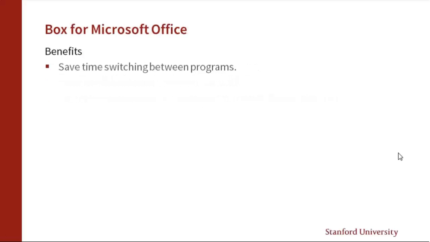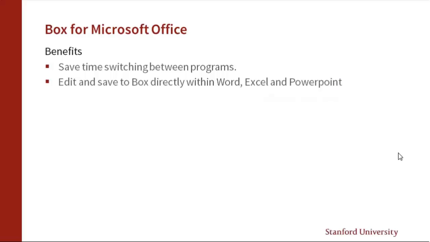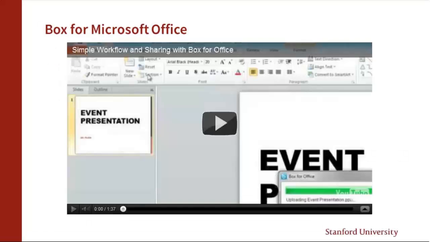Okay, so now for Office. For Office, Word, PowerPoint, Excel, you also have Box for Office, and this saves you from having to switch between Word and then logging into Box. You can basically create a Word file and then upload it to Box without leaving Word. Same thing with Excel and PowerPoint. And then you can share a Box link within Word to other people without leaving Office. So here's a demonstration of how that works.